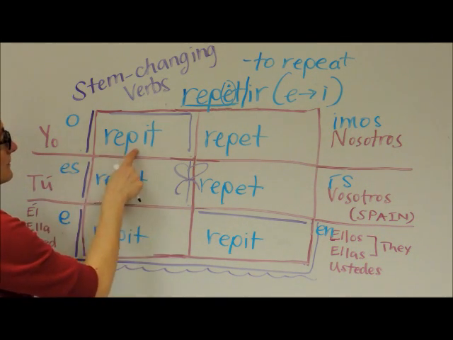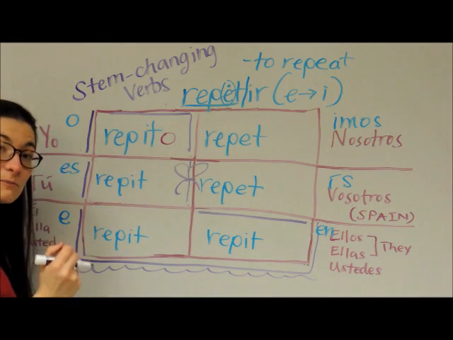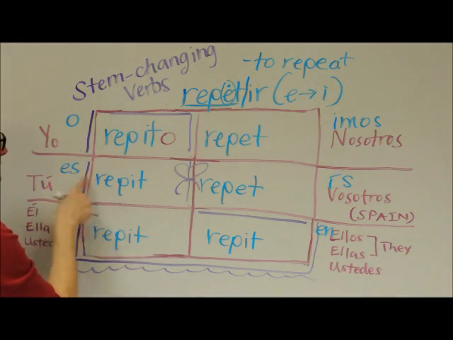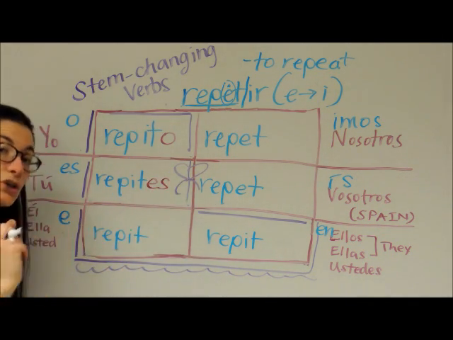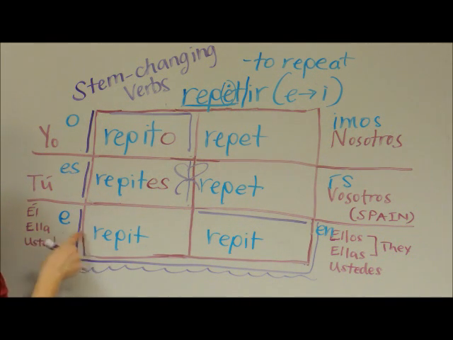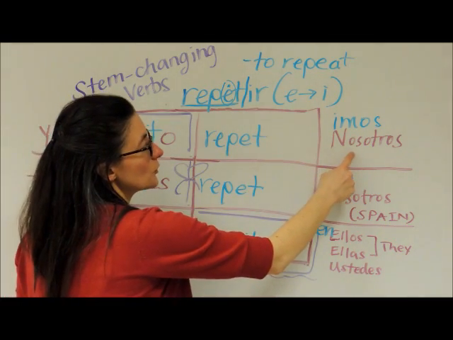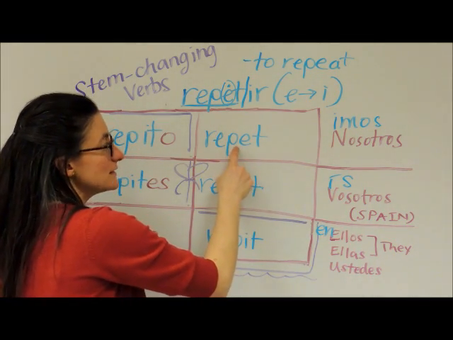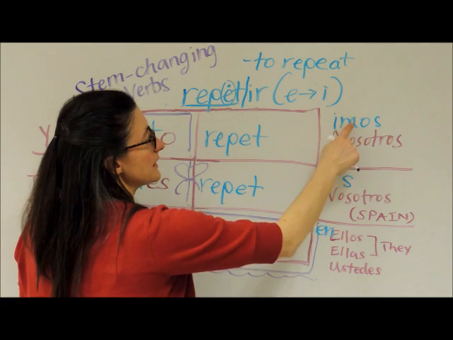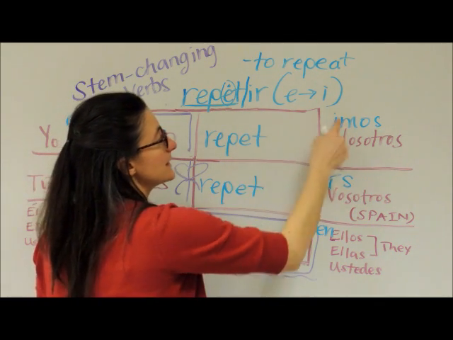So it's yo repito, I repeat, tú repites, you repeat, él repite, ella repite, usted repite. He repeats, she repeats, and you repeat, formal, for people you respect or people in authority. Over here, we have nosotros. We don't have the new stem. We have that old stem. We're going to add the imos. Nosotros repetimos.